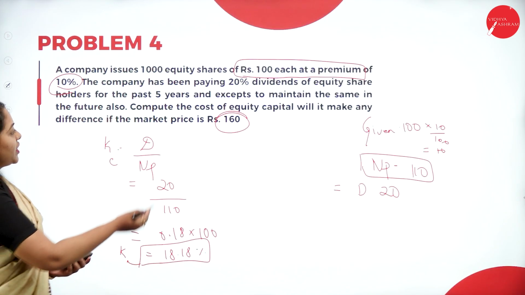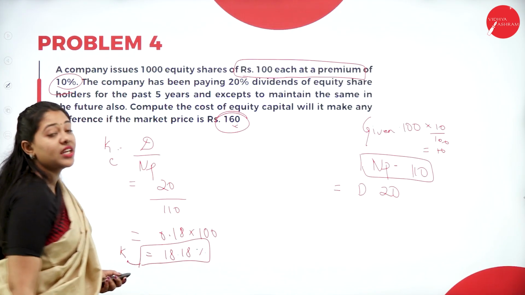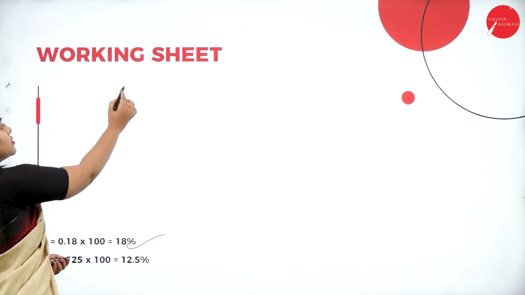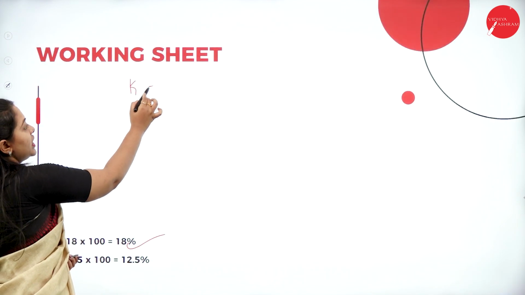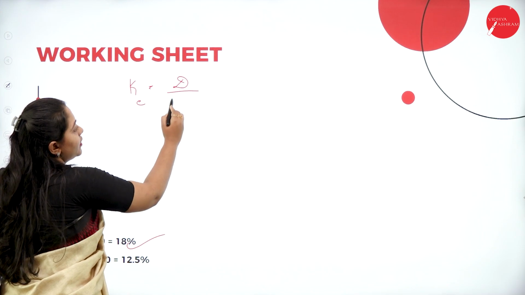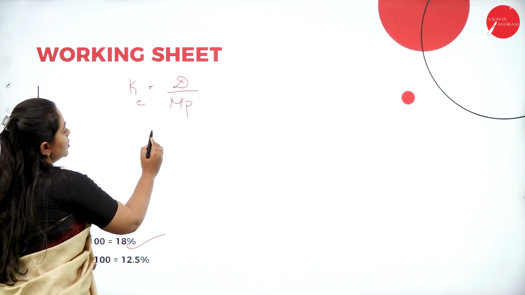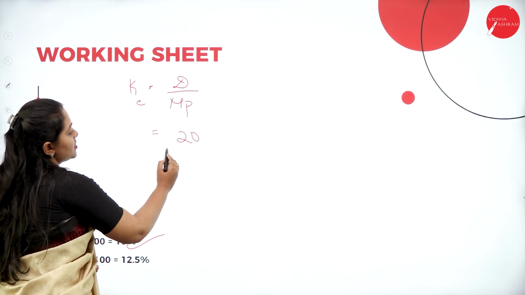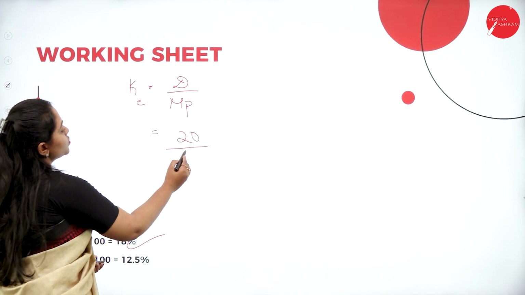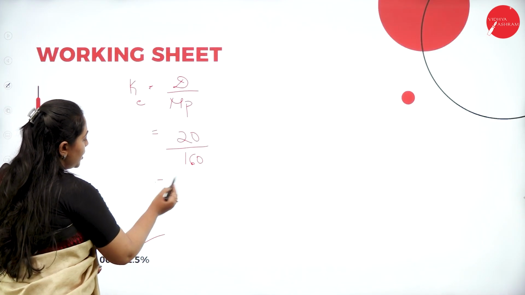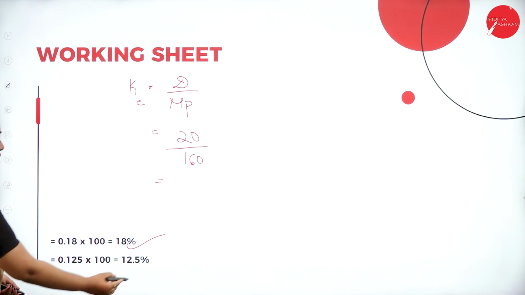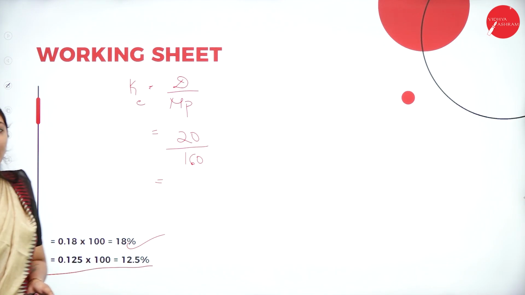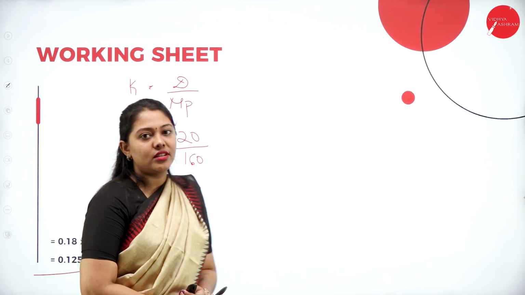So what is the market price given in the question? 160 is the market price. So what is the formula? Cost of equity is equal to dividend divided by market price. So dividend is 20 rupees divided by market price, 160. If you substitute the value, 12.5% is the answer that you get.